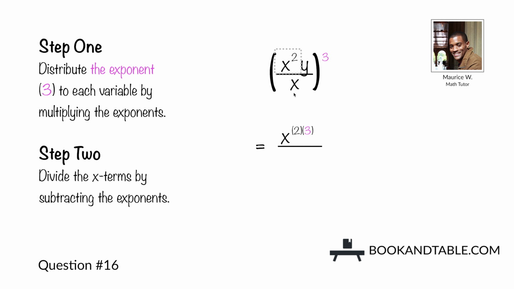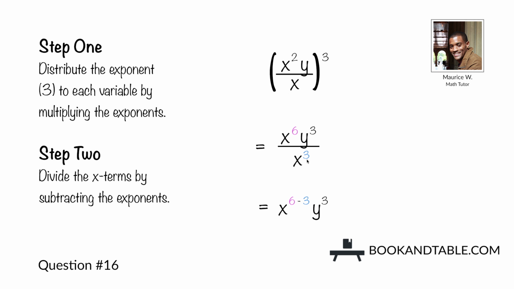So step 1, distribute the exponent 3 to each variable by multiplying the exponents. So we distribute it to our first variable in the numerator, x squared. So we multiply the exponents 2 and 3 to give us x to a power of 6 in the numerator. Distribute the 3 to the y term in the numerator. The exponent is 1, so 1 times 3 would give you 3. And the denominator, we have x, so it's a power of 1. 1 times 3 gives us x cubed in the denominator.